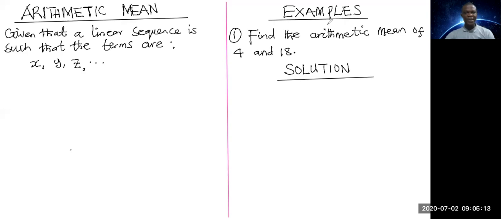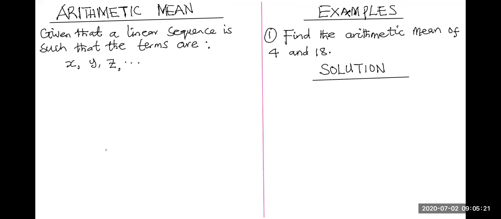What's an arithmetic mean? Given that a linear sequence is such that the terms are x, y, and z, we know that since it's an arithmetic sequence, the common difference d is going to give us y minus x, the second term minus the first, which is the same thing as the third term z minus the second term y.